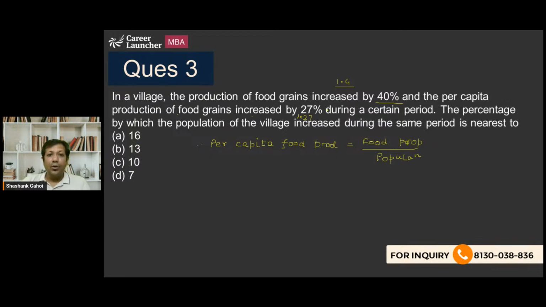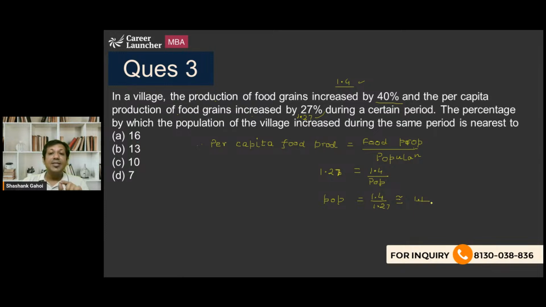Okay. Now, I'm just going to plug in these values over here. The production of food grains increased, so food production increased by 40%. So it is 1.4. Population is what? I don't know. Per capita increased by 1.27. So I can say that the population is 1.4 divided by 1.27. It means it is going to be close to 1.1.